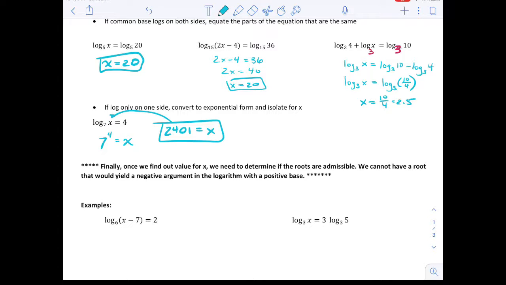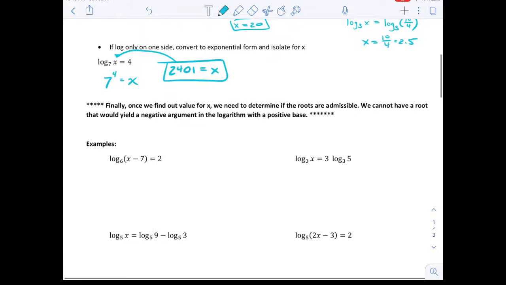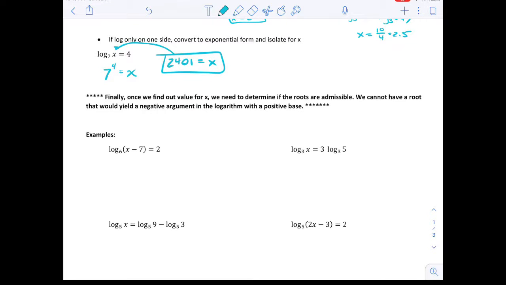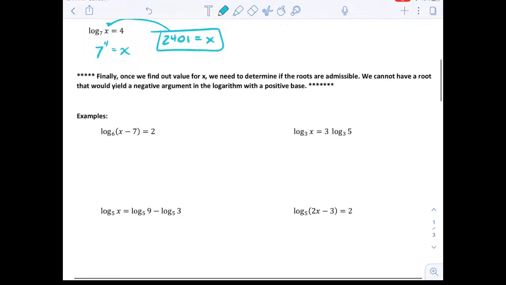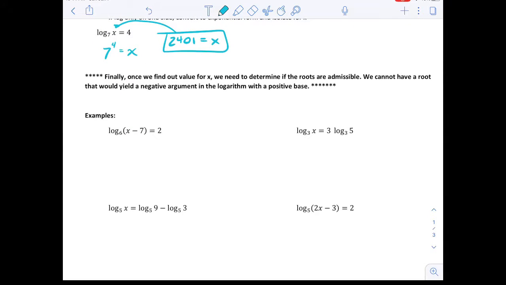Also, I can't have a negative base for logarithms. We're only working with positives here. So once we get our answers, we have to check: are they okay? Can we have them? Do they work? So let's go through the first one here. Log base 6 with an argument of x minus 7 is equal to 2.